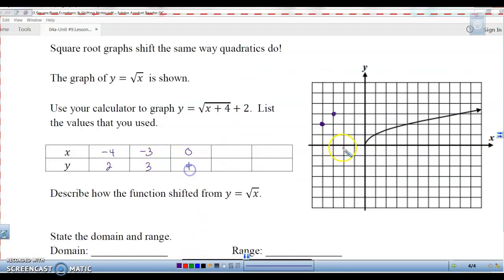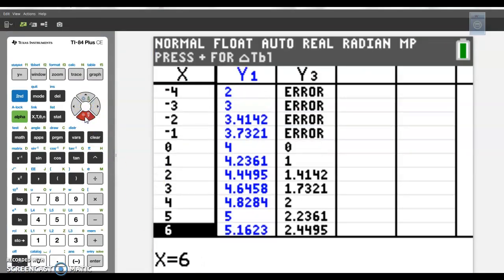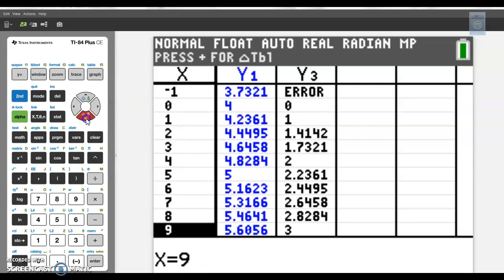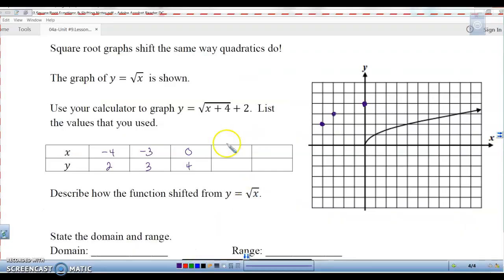0, 4. 1, 2, 3, 4. And then scroll up and find a couple more. Let's see. I can use the decimal ones if I want to. Oh, 5, 5 is probably a good one. That should be enough, I think. All right, so let's use 5, 5.